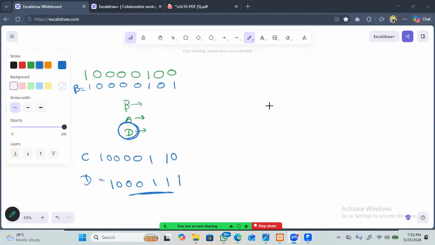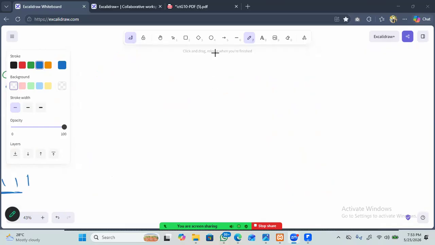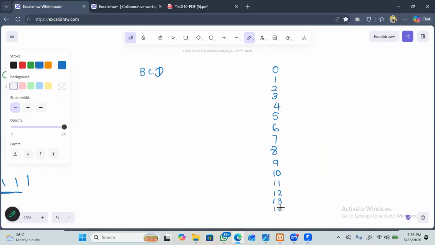Then the next thing I want to teach you is the BCD. That's the last thing you have to learn. For this, I want you to memorize how to draw the binary chart. Listen carefully. You have to start from 0 and draw 1, 2, 3, 4, 5, 6, 7, 8, 9, 10, 11, 12, 13, 14, 15. Stop at 15.